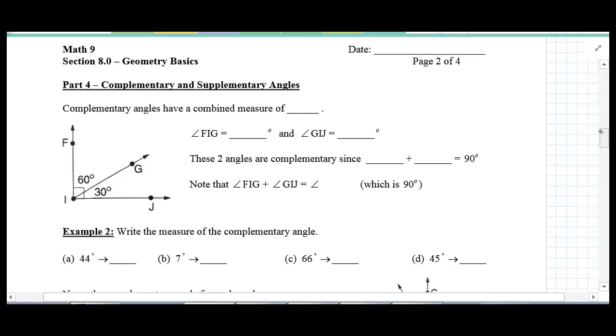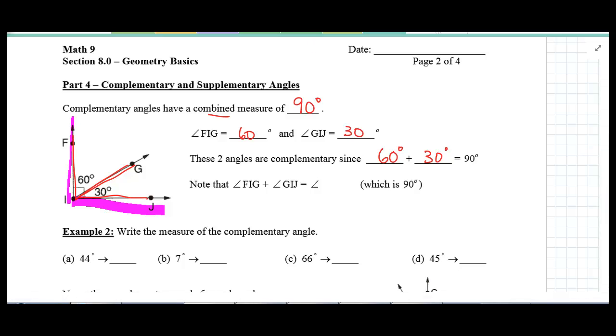Something called complementary and supplementary angles. Don't know if you remember these terms from elementary school, but complementary means that they add up to 90, or combine together. So in this diagram, you see angle FIG, that's 60. Angle GIJ, that one here, is 30. These two angles are complementary because 60 degrees plus 30 degrees equals 90 degrees. And also note that angle FIG plus angle GIJ is just the entire angle FIJ.